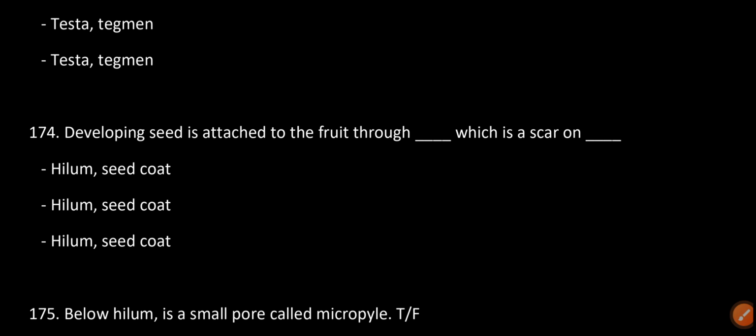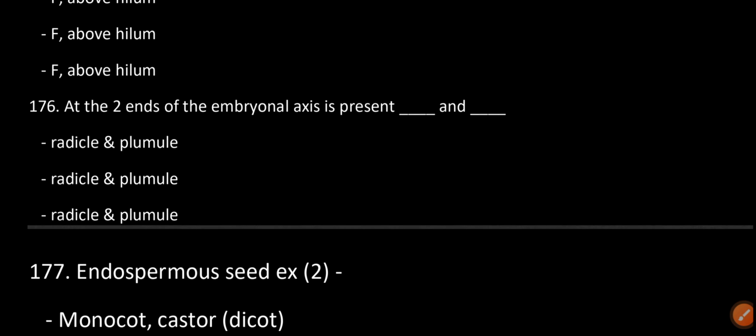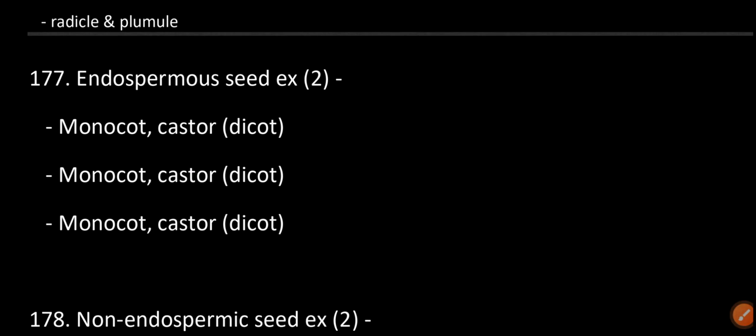The developing seed is attached to the fruit through dash, which is a scar. Hilum. Below the hilum is a small pore called micropyle. False. Above the hilum. At the end of the embryonal axis are present dash and dash: radicle and plumule. Endospermous seed example: monocot, castor.